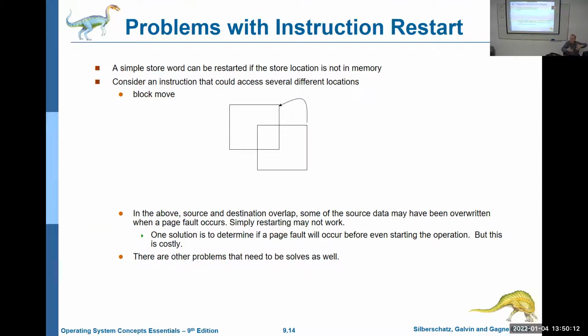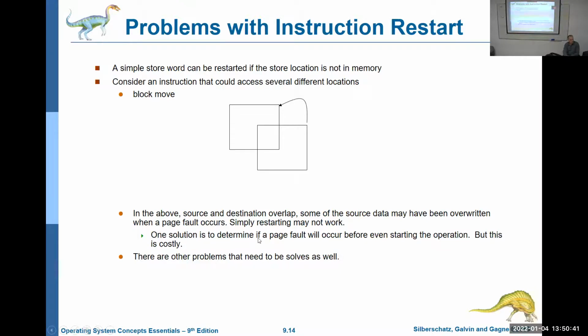Not from where I left the command. It's one command. Copy this area to that area. So I'm going to have to start the command again. But in the meantime, the data has been ruined. So this is a problem point. It's restarting, that's what I said, problems with instruction restart. In the above, source and destination overlap. Some of the source data may have been overwritten when a page fault occurs. Simply restarting may not work.